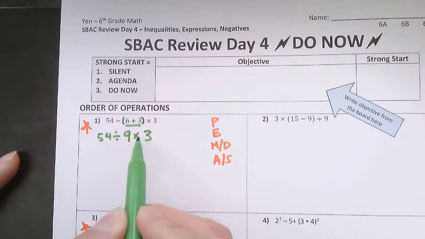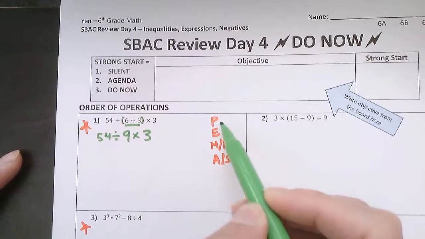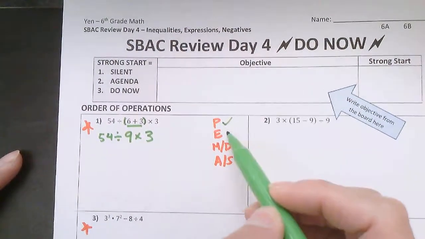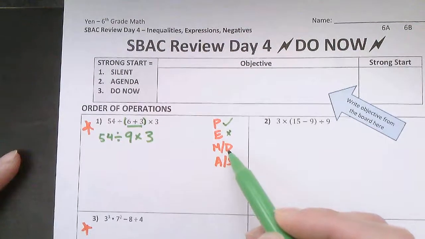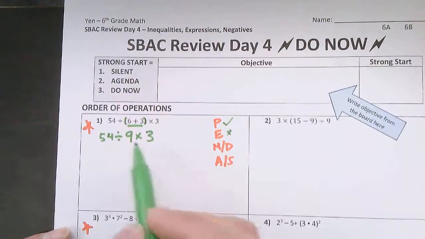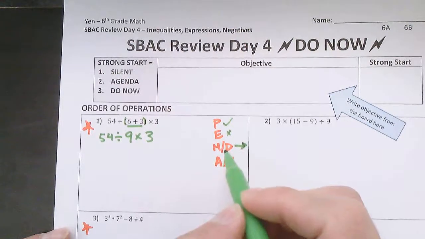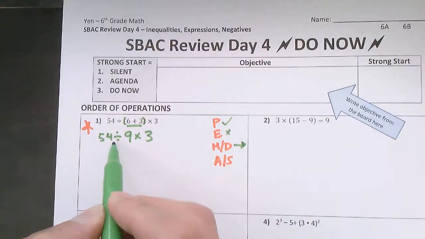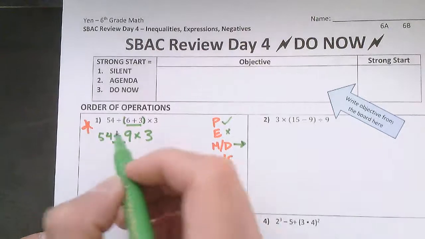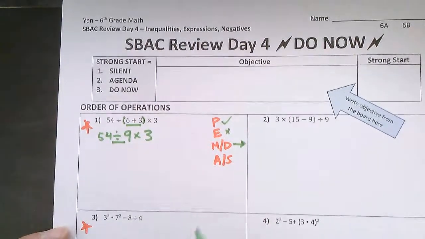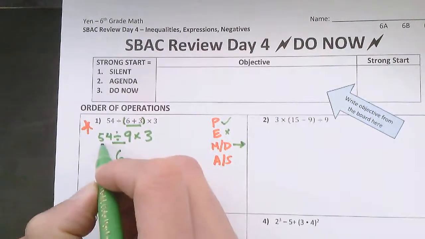Now we have division and multiplication. So we have parentheses, there weren't any exponents. M and D is multiplication or division. We go left to right, whichever comes first. So the division comes first, because it's on the left side. So 54 divided by 9, that's 6.